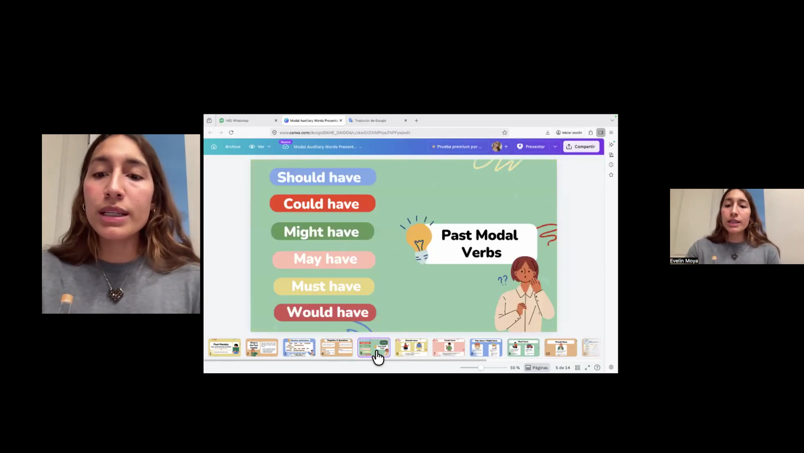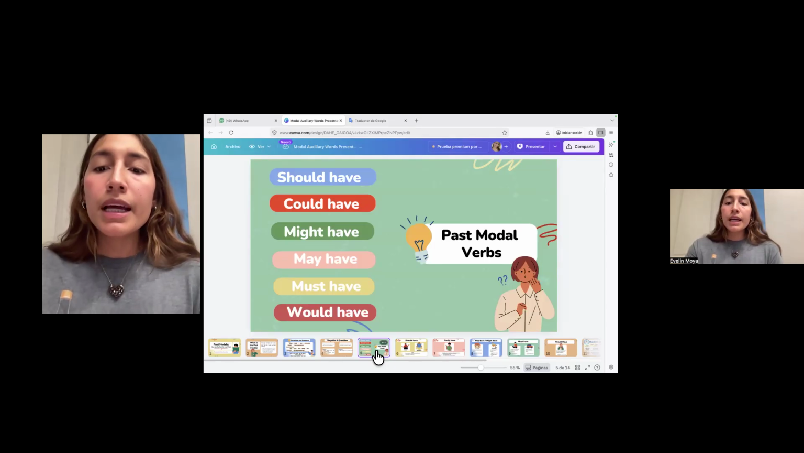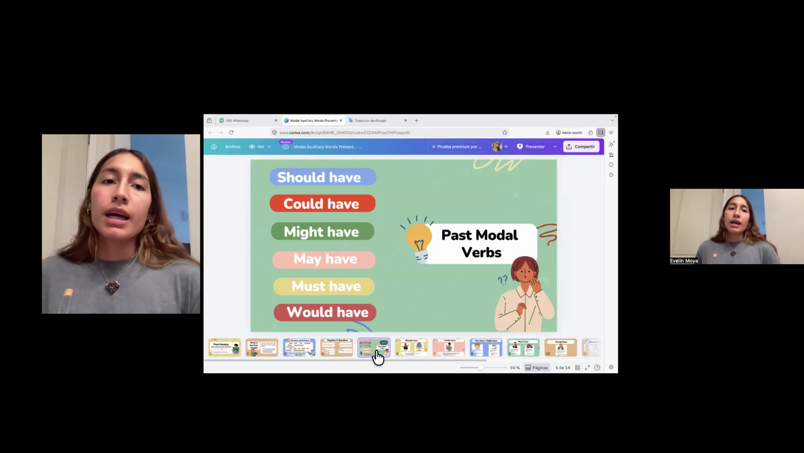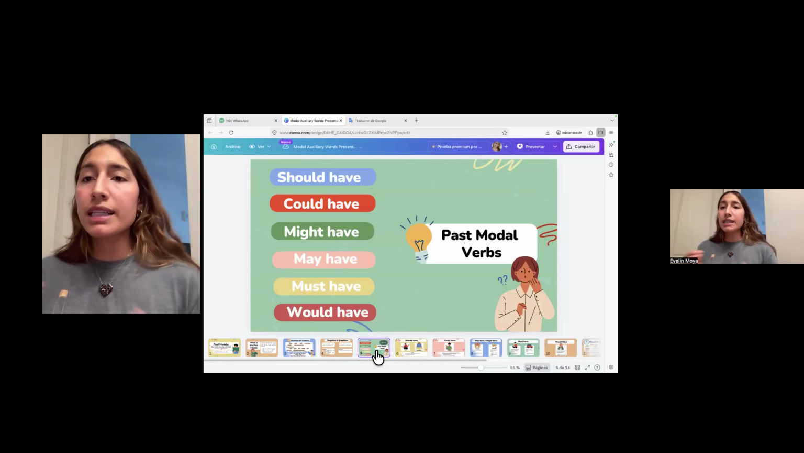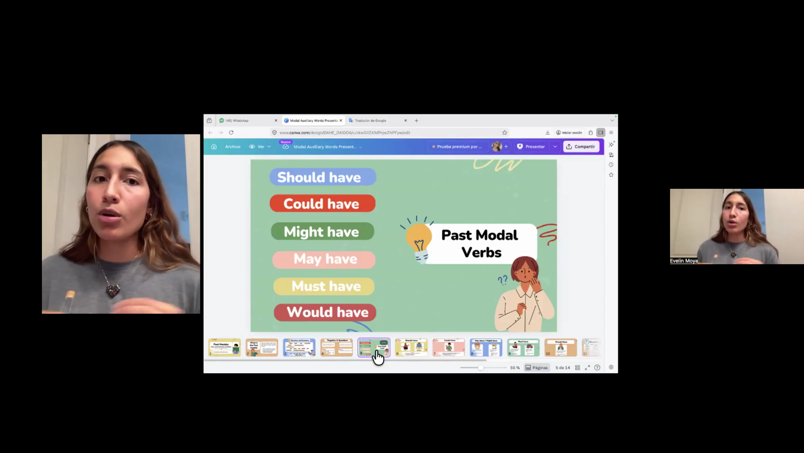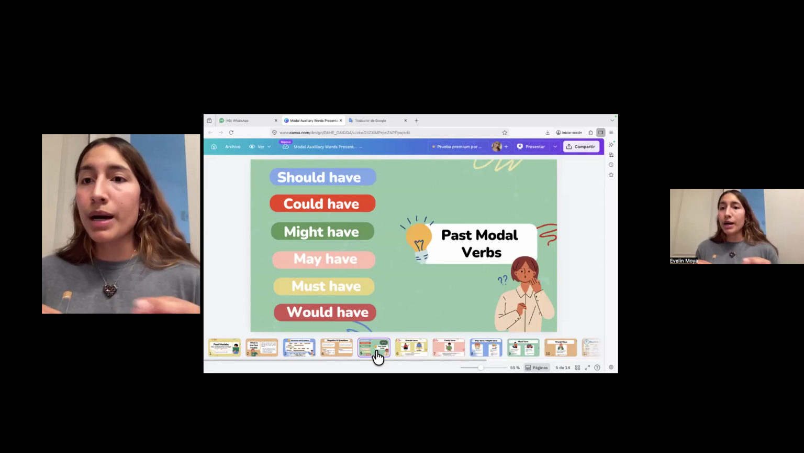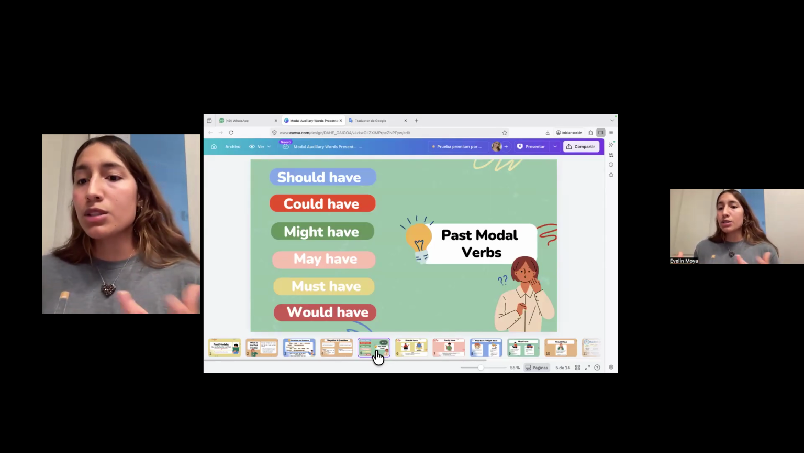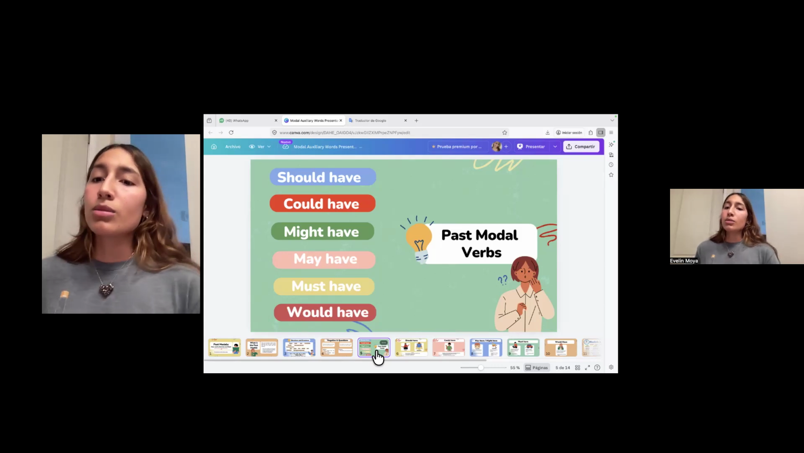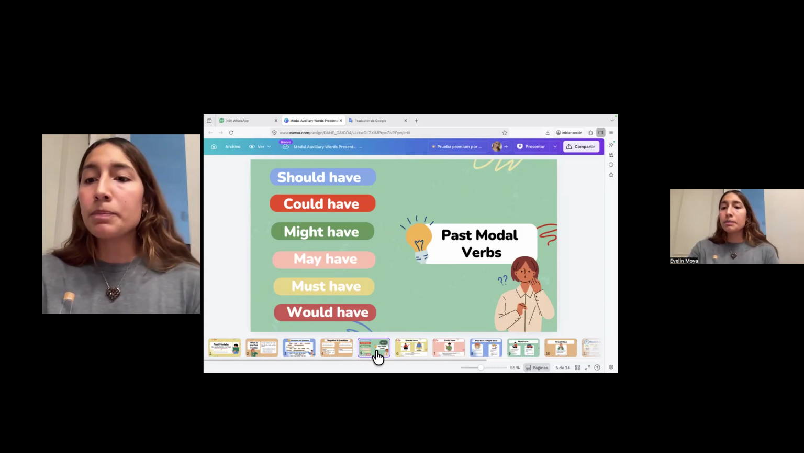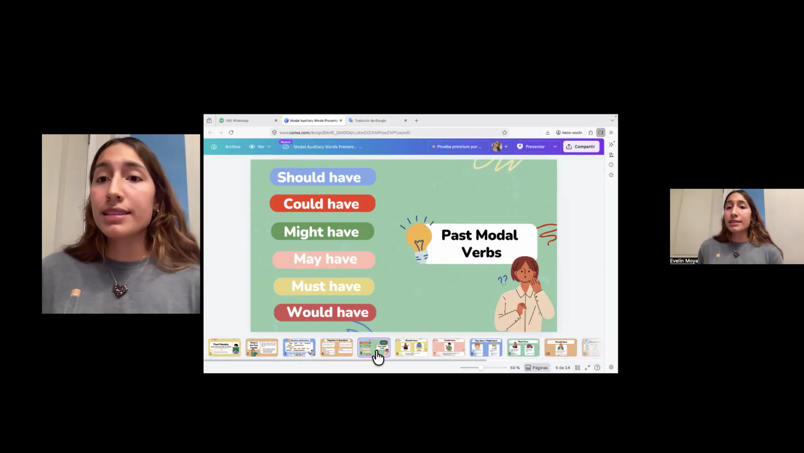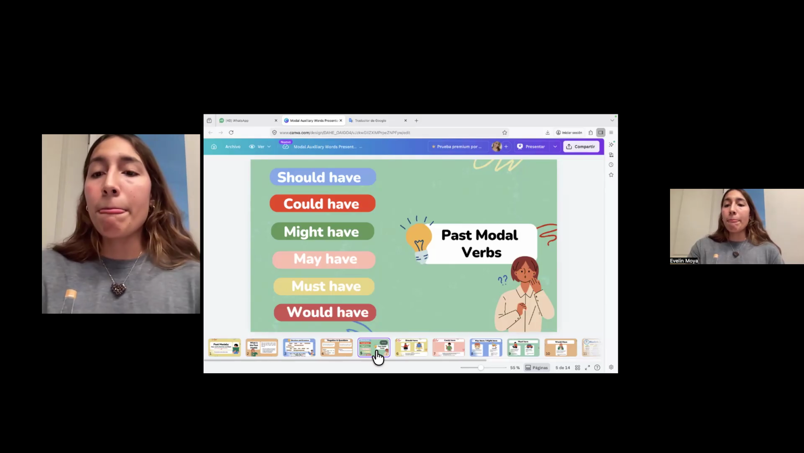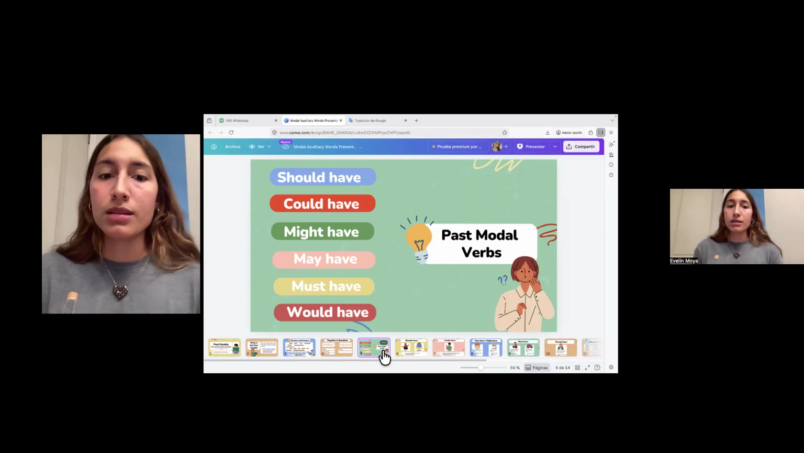Now we're going to analyze should have, could have, different types of past modals, because each one expresses something different. One of them can express regret, certainty, or possibility. So there are different ways we can use them.